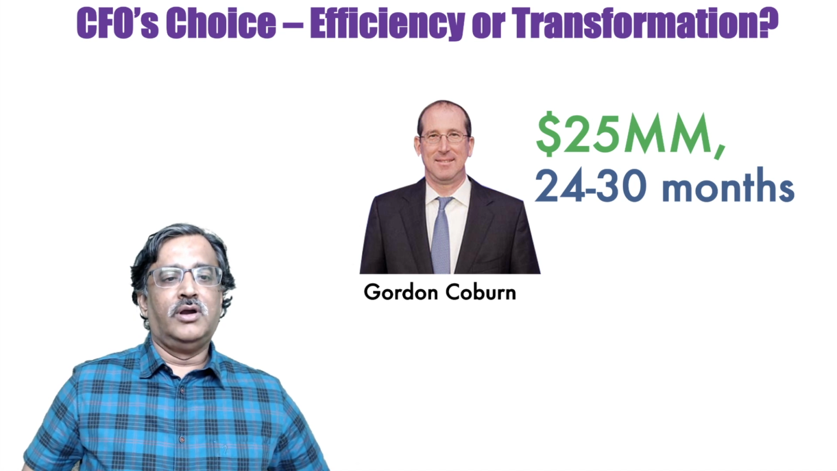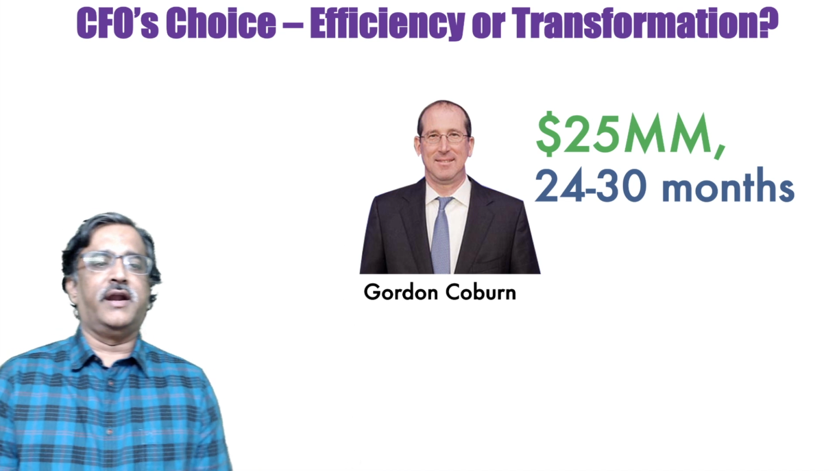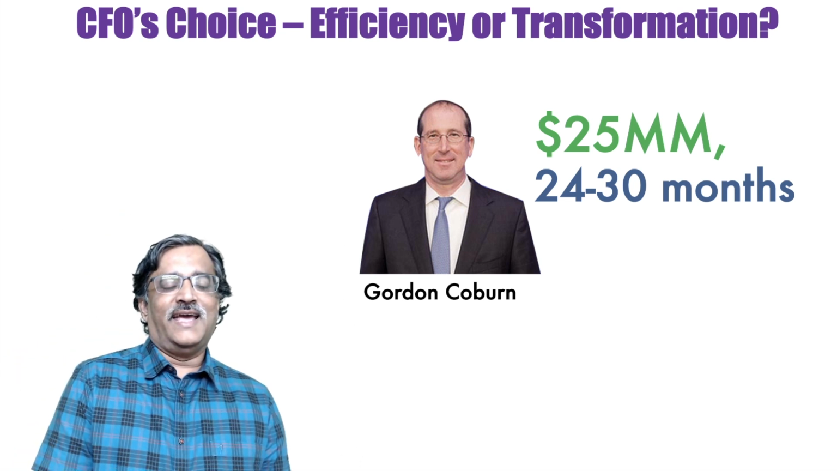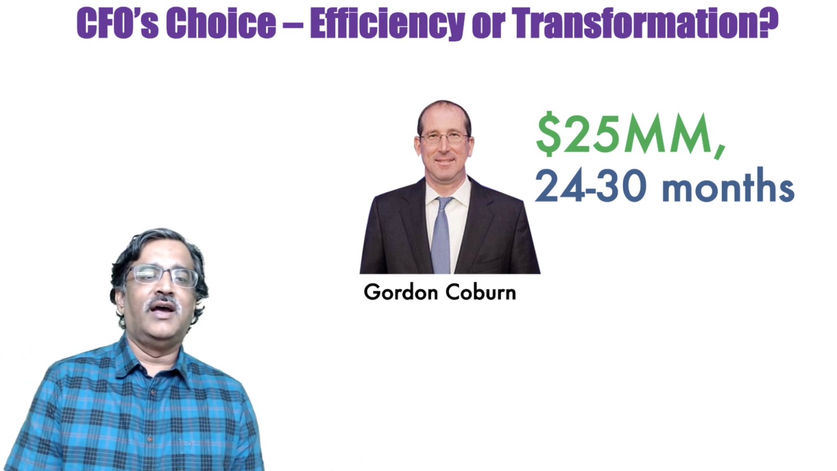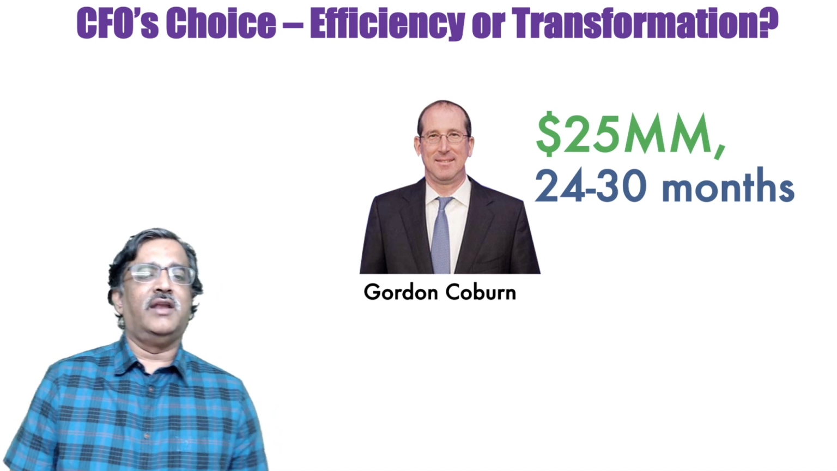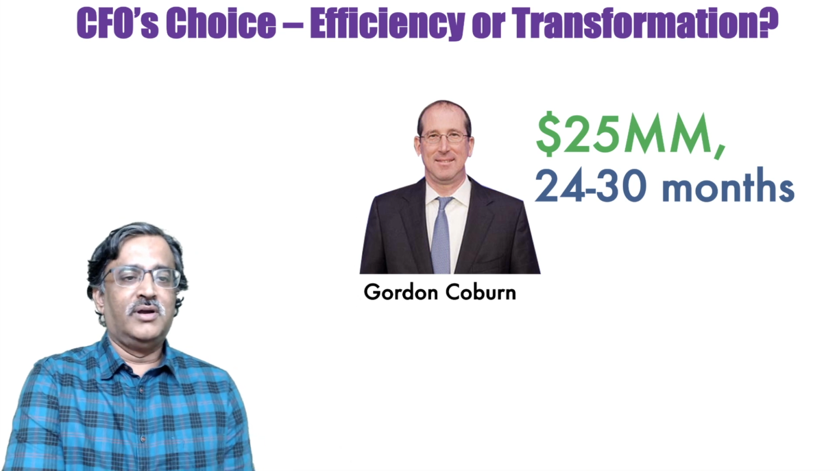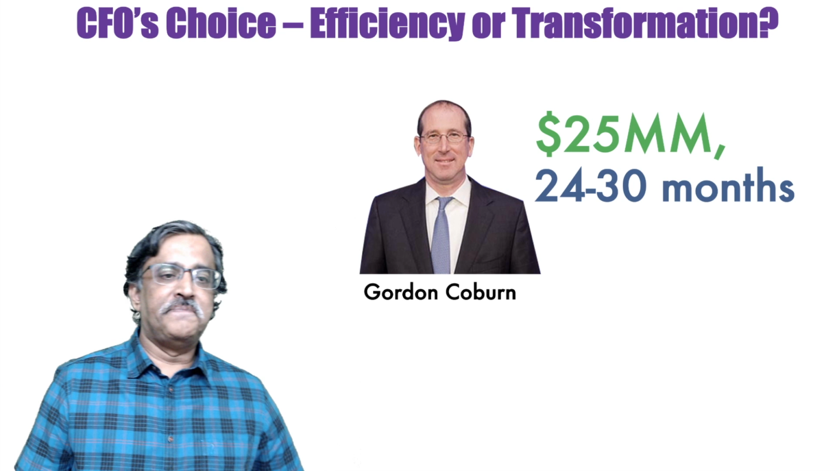And I told him, okay, if you give me another $25 million and 24 to 30 months, I can get it done. He smirked a bit and he explained to me the ridiculousness of my proposal by explaining how hundreds of millions of dollars had already been invested in IT and that another 25 million is not likely to bring transformation. So he wanted me to think differently.